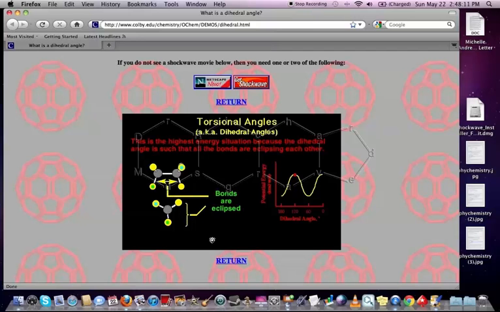Right, so we've rotated it 60 degrees, and now what's happening is that the hydrogens at the front are now in front of the hydrogens at the back. We call this situation eclipsed. This is a very high energy situation because now we're having interactions between the hydrogens that are close together. And because they're eclipsed, we've got a very large energy here.